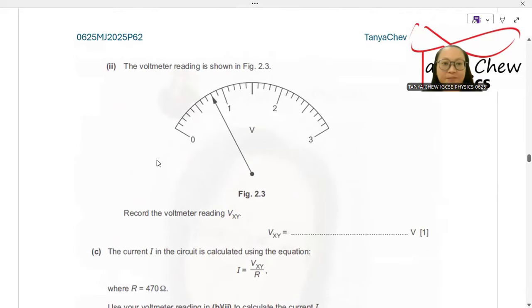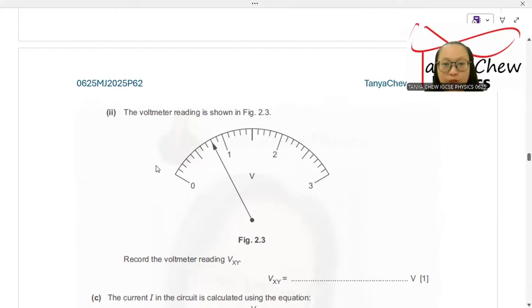Now the second part, the voltmeter reading is shown in Fig 2.3. Record the voltmeter reading VXY. If you want things to be easier for you, first step is to identify the smaller scale on this analog voltmeter. So you take 1 divided by 1, 2, 3, 4, 5, 6, 7, 8, 9, 10. So 1 divided by 10, don't you think you get 0.1? Yeah, 1 divided by 10, that is 0.1 volt.